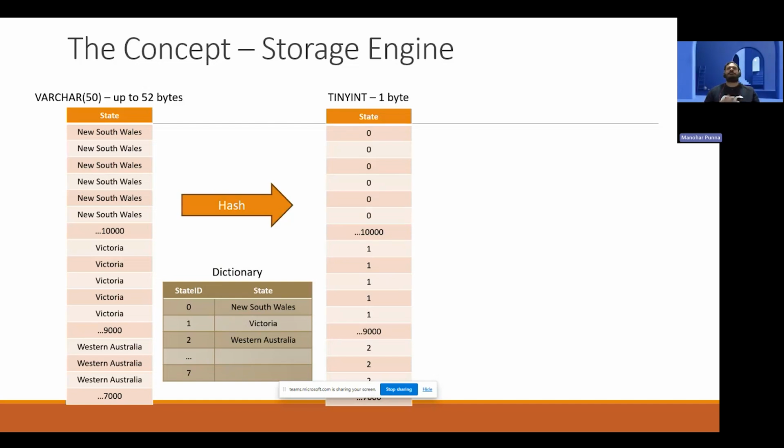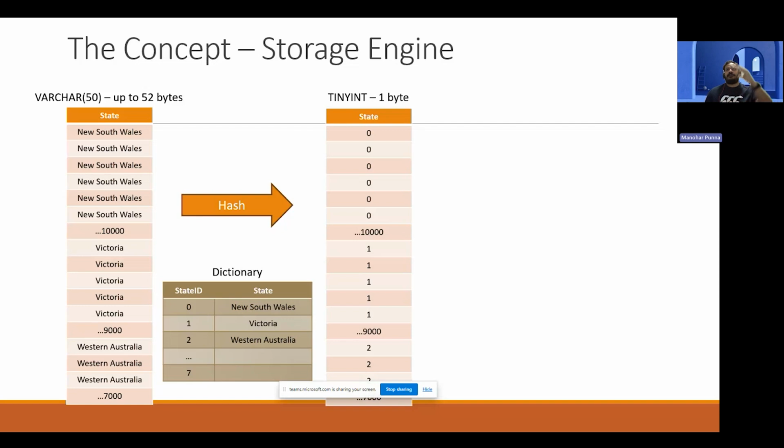So now, instead of New South Wales, I save only 0 in the field. The storage type I require for this value is only one byte, because there are only 8 distinct values. I'd go even smaller if I could, but tinyint is good enough: 8 bits, 1 byte. I get significant storage saved here, from up to 52 bytes, on average close to 20 bytes per value, down to 1 byte per value, per row in the column. This gives a significant saving by using hash encoding.